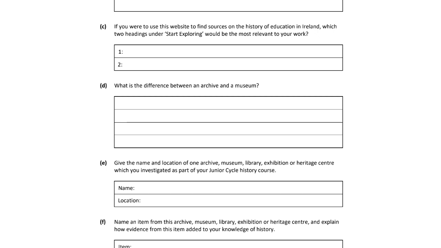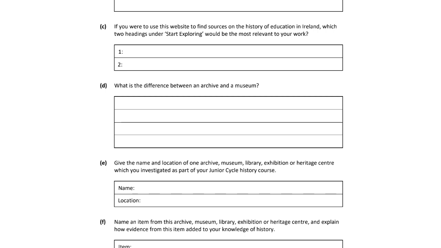If there's 6 marks, that means you've got to make 2 developed, relevant points here. So what an answer could look like here is: an archive is a place where collections of historical documents are stored safely. It'd be great if you give an example, the Irish Archives. A museum is a place where artifacts from the past are stored. An example, the National Museum of Ireland. So that'd be a perfect 6-mark answer there.